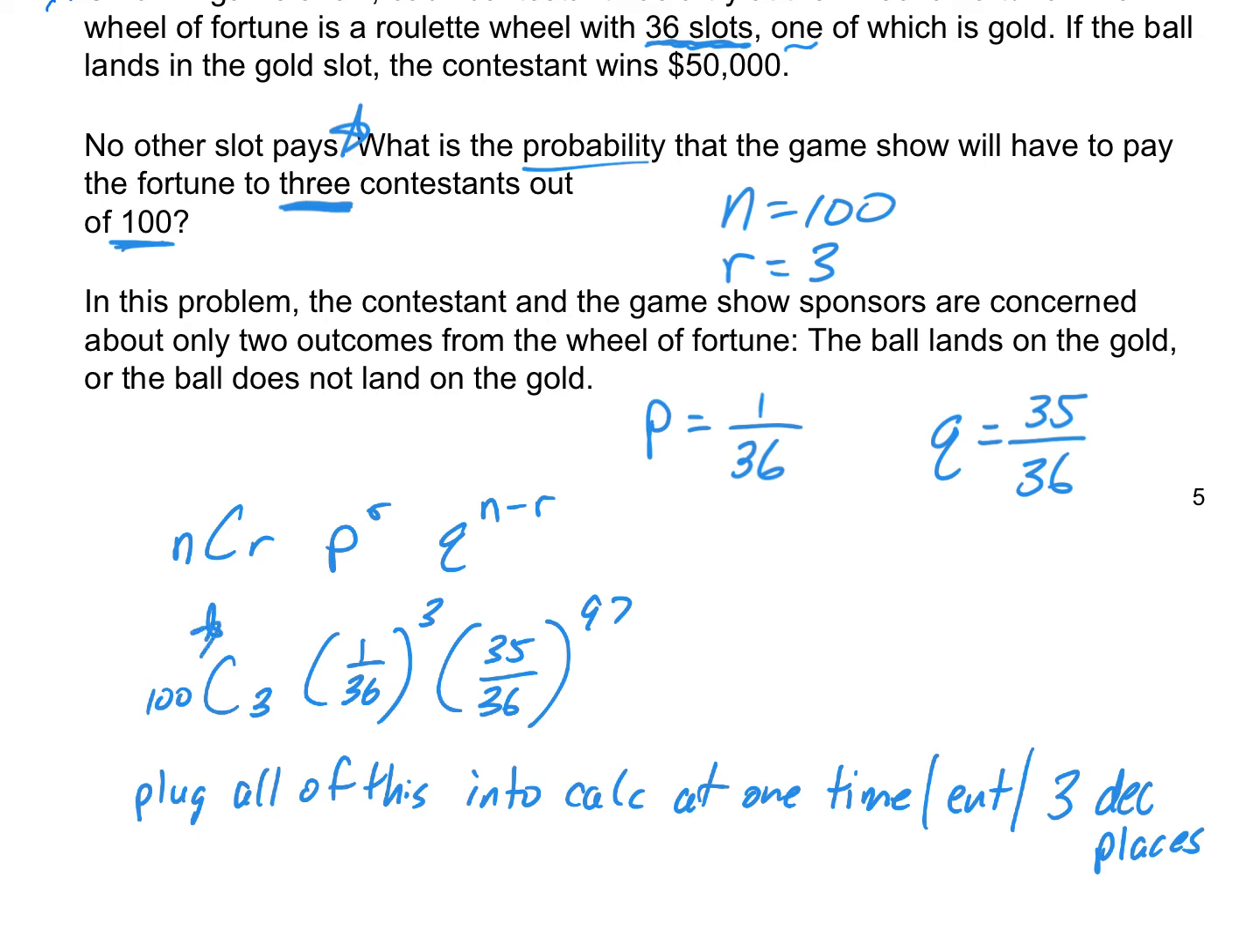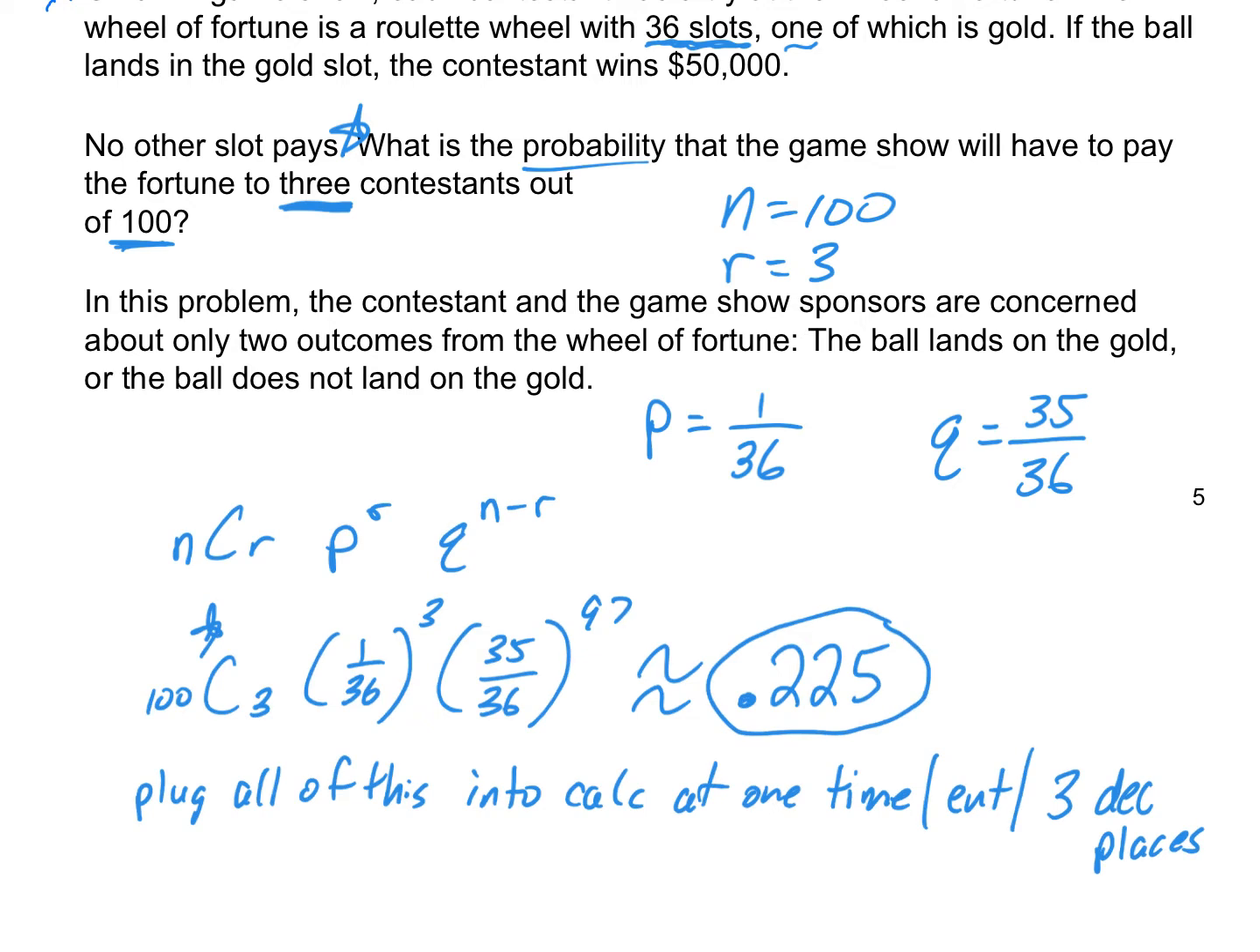Hit times. Since 1 over 36 is in parentheses, type in open parenthesis, type in 1 divided by 36, close the parenthesis, and hit to the power of 3. If you don't use parentheses, it's going to give the power to the 36 and not the 1 over 36. Arrow, and then hit times, and now we do parenthesis, 35 divided by 36, close parenthesis, to the power of 97. Hit enter one time, and it spits out 0.2254, so 0.225.